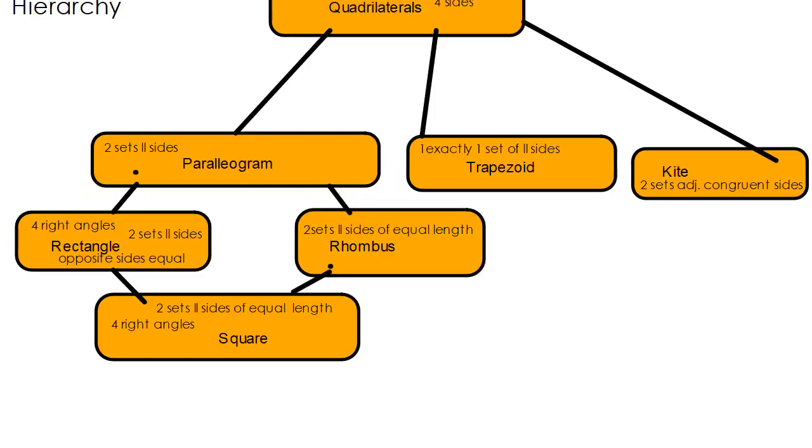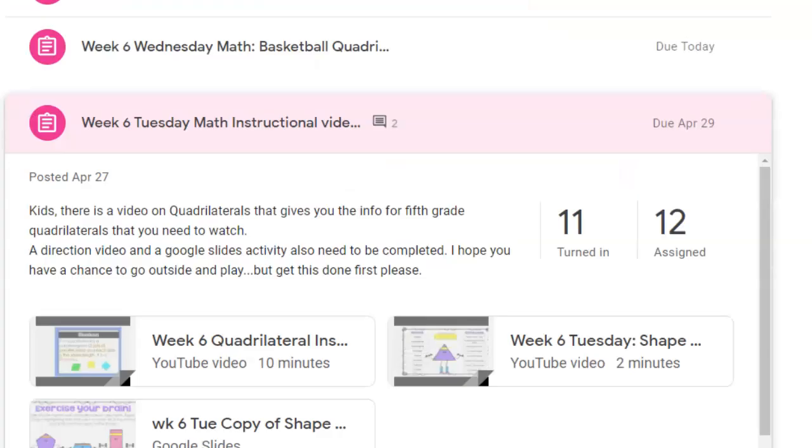Now, what kind of stuff do you need to know in order to be successful on these task cards? Well, you need to be familiar with that quadrilateral hierarchy. You're going to say, well, where did you get all that stuff from? Well, if you're not familiar with those things, you can go back and look at week 6 on Tuesday. Down here, there was a quadrilateral instructional video that gave you some background information and showed you pictures and how they are related, which is going to be very important in what you need to know.